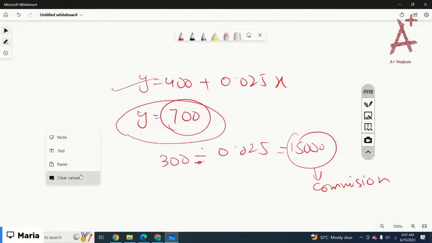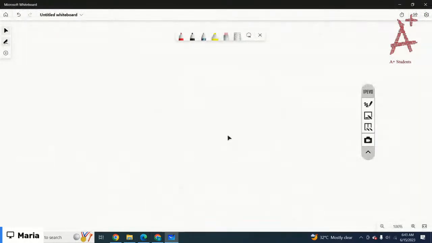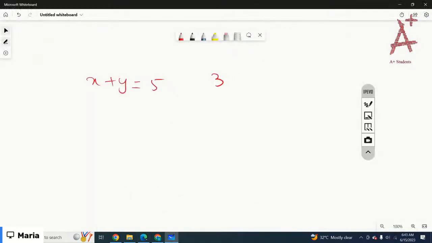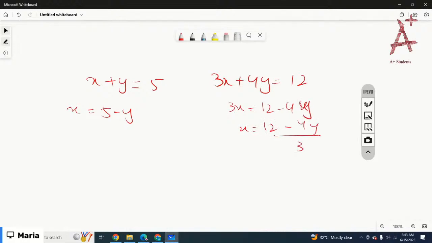We have to make tables for both the equations, then plot them on a graph, and then see what the solution of the system is. x plus y equals 5, and then 3x plus 4y equals 12. So x equals 5 minus y for this relation, and here 3x equals 12 minus 4y, then x equals 12 minus 4y divided by 3.